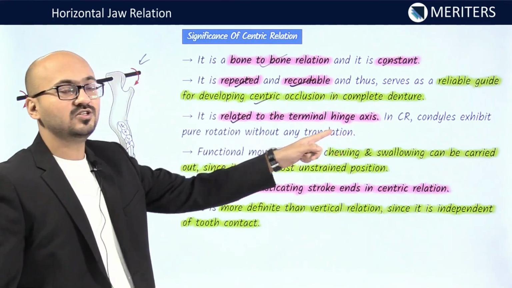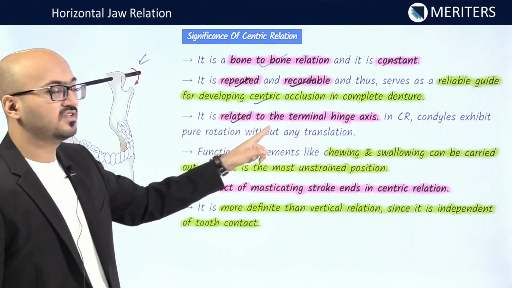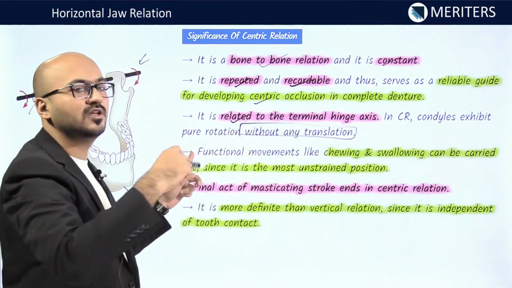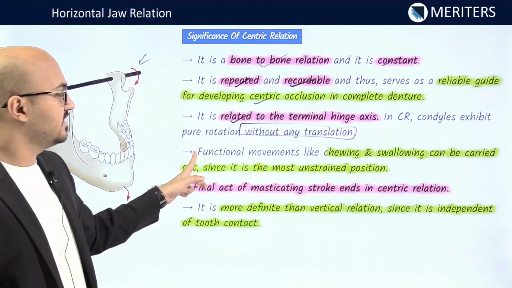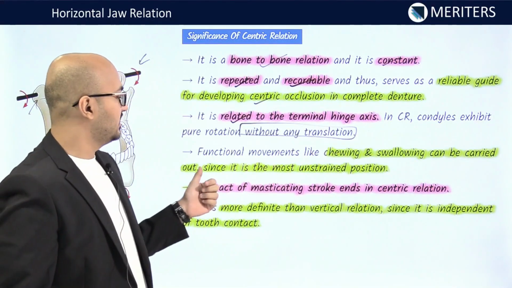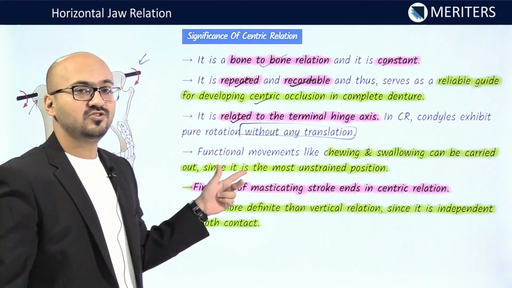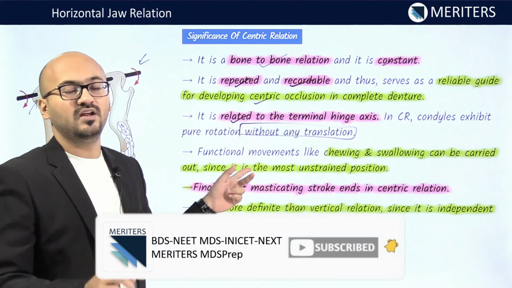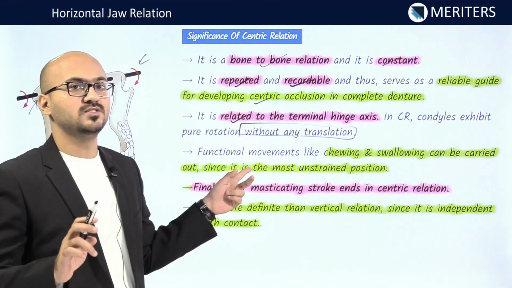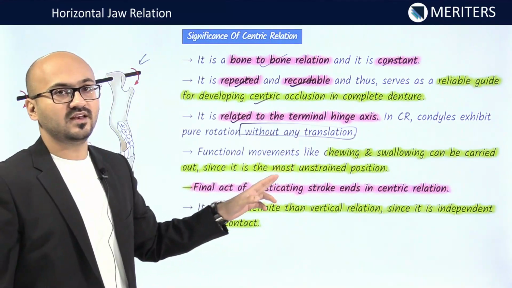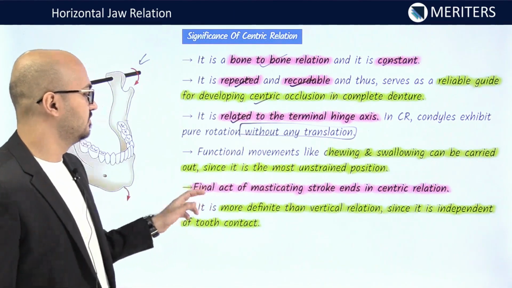In centric relation, condyles exhibit pure rotation without any translation. There is no forward movement occurring. There is only rotation occurring along this axis. Then we have the functional movements like chewing and swallowing, which can be carried out since it is the most unstrained position. There is no pressure or strain from the other adjacent tissues, ligaments, bones. So chewing and swallowing can be carried out with the help of this position.